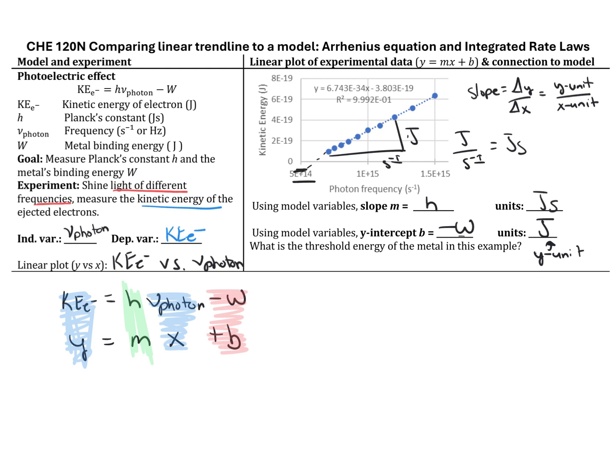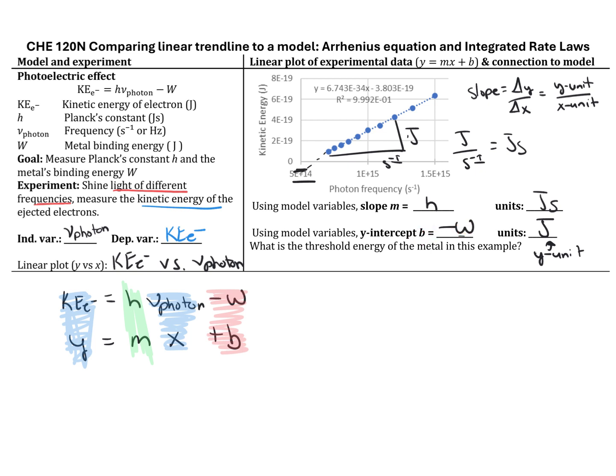But the idea is for any equation, we can find a form that looks like the equation of a line, and then use the slope of the line and the intercept of the line to learn things about our model. So in this case, for example, what's the threshold energy of the metal? Well, I know the threshold energy is equal to negative of the intercept, since the intercept is negative the threshold energy.